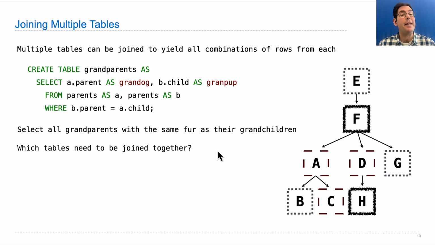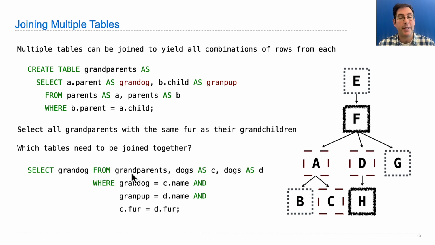So in order to answer the question which tables need to be joined together, you need to ask yourself, what is the information that has to show up all on one row? Ellie's fur, Ginger's fur, and the fact that Ellie is the grandparent of Ginger. That means we need a row from the dog's table, another row from the dog's table, and a row from the grandparents' table.